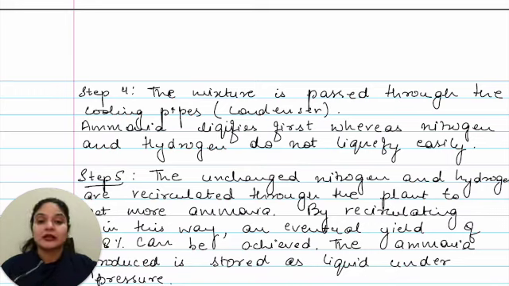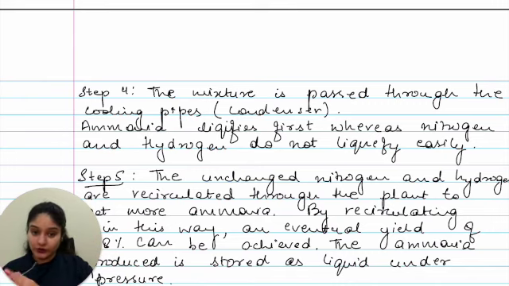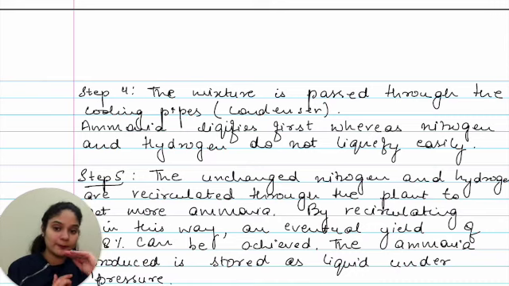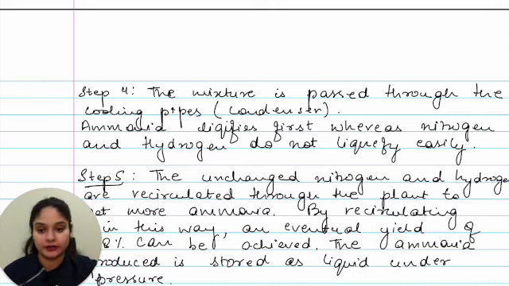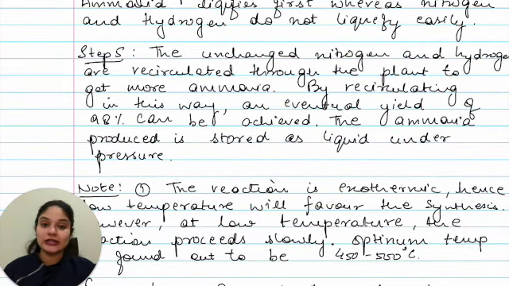Step 4, the mixture is passed through the cooling pipes. So this mixture goes through a condenser. Ammonia liquefies first, whereas nitrogen and hydrogen do not liquefy easily. So they go back and the liquefied ammonia would come out from the pipe that is at the bottom of the apparatus. Step 5. The unchanged nitrogen and hydrogen get recirculated through the plant to get more ammonia.